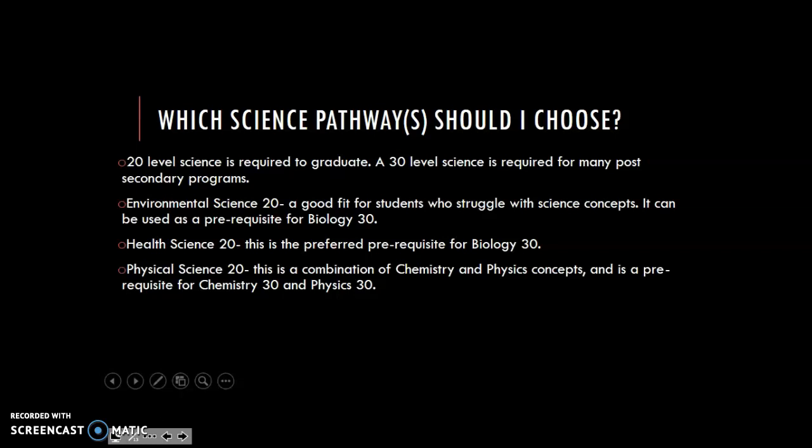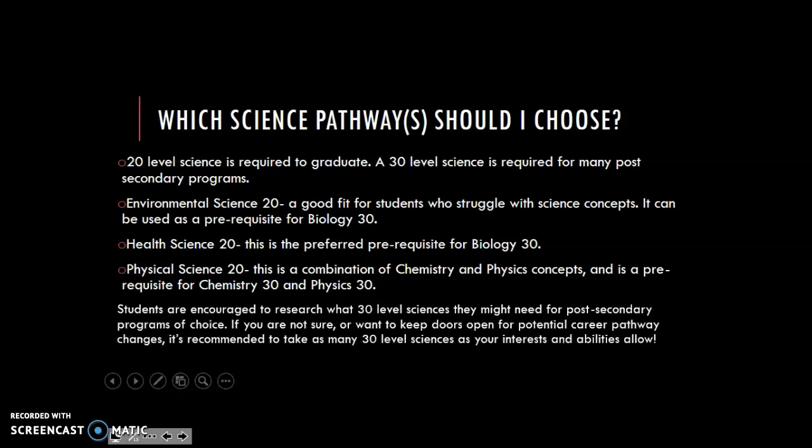Physical Science 20 is a combination of Chem and Physics, and it is a prerequisite for Chemistry 30 and Physics 30. So it's important for those students going into grade 11 to really make an informed decision and not close any doors for themselves going into grade 12, because it's easier to take maybe 2 sciences in grade 11 and have the option to take Biology 30, Chemistry 30, and Physics 30 in grade 12, and not have to go back in grade 12 and take one of those 20 level science courses that they might have missed. Again, it's a personal journey, and it really depends on the students' abilities and their interests.